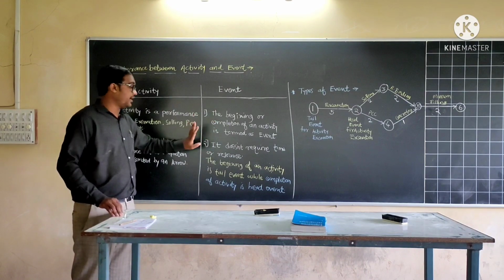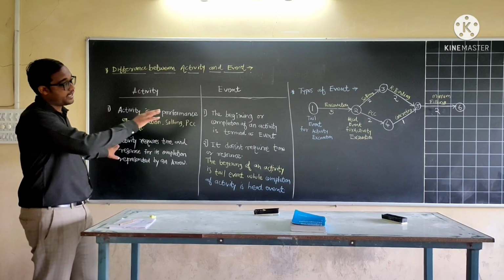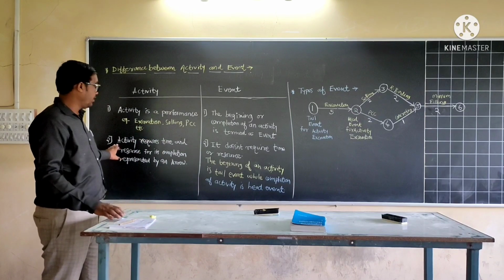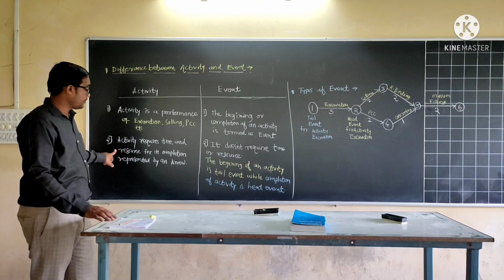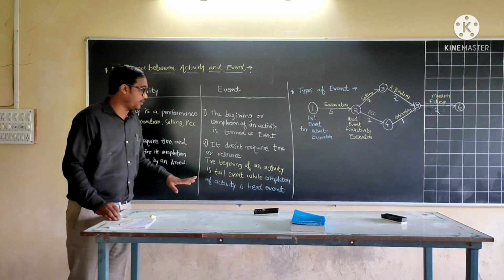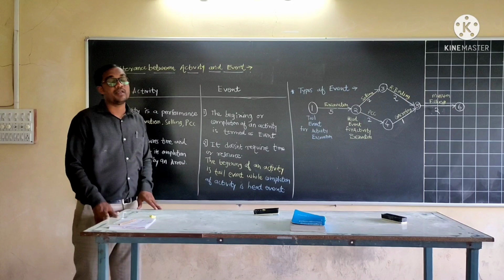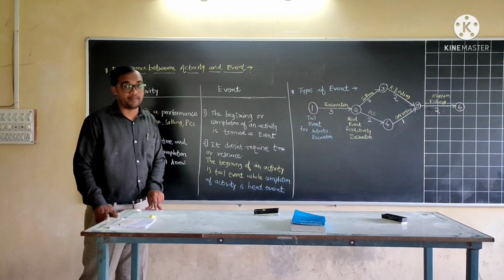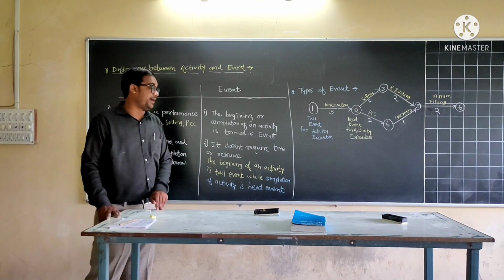This is called an event. An activity requires time. As all of you know, in the network diagram excavation requires 5 days to complete, soiling requires 2 days, and so on. So an activity requires time and resources for its completion, which is represented by an arrow, as shown in the network diagram. An event does not require time or resources, because when an activity is started and completed by taking the required time, the event is also automatically completed.